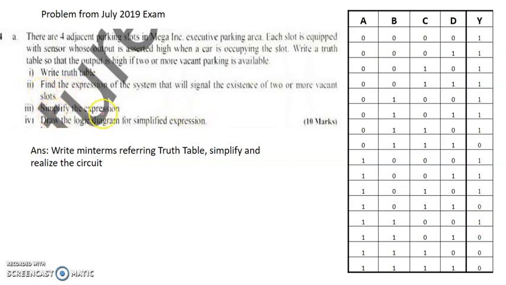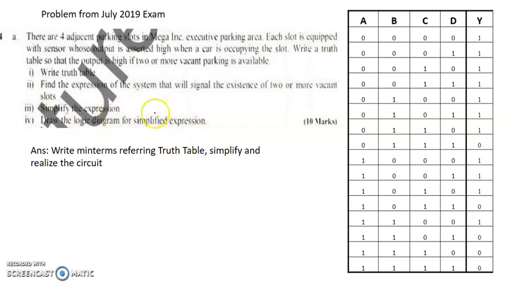Then next, simplify the expression. So you need to simplify this. The technique to use has not been specified here, so you are free to use any technique. The technique should be either K-map or Quine-McCluskey. You can't use Boolean algebra or De Morgan's law, whatever you learned in the previous syllabus or previous year.